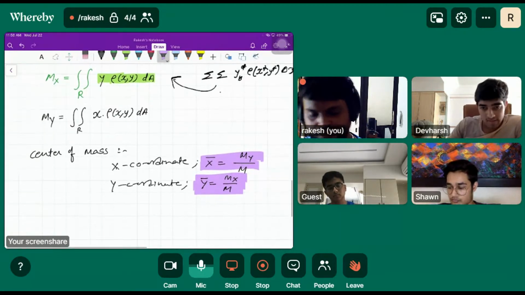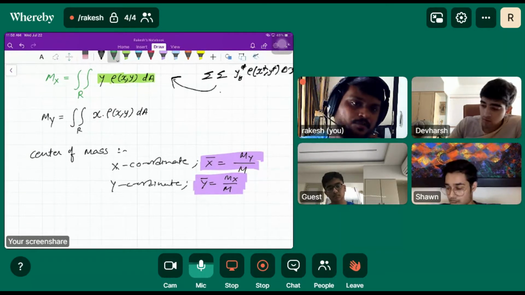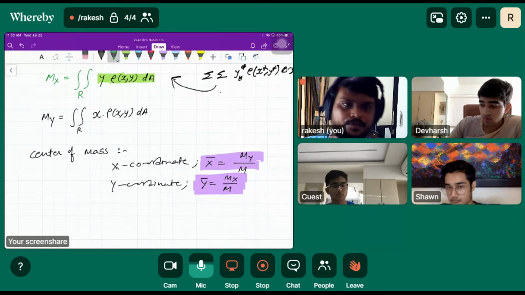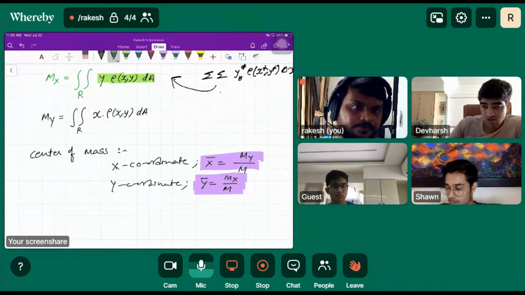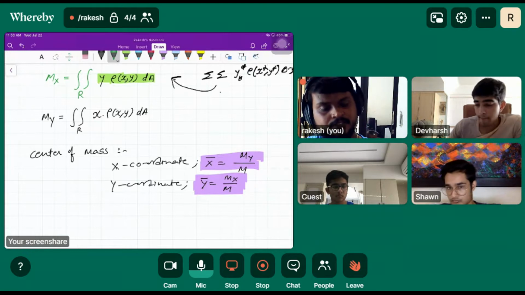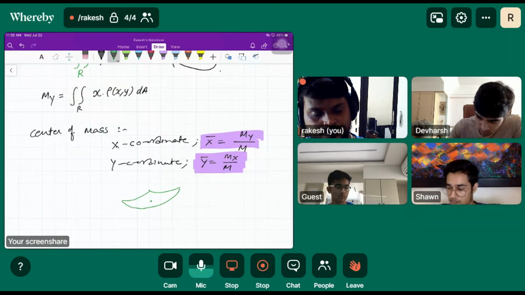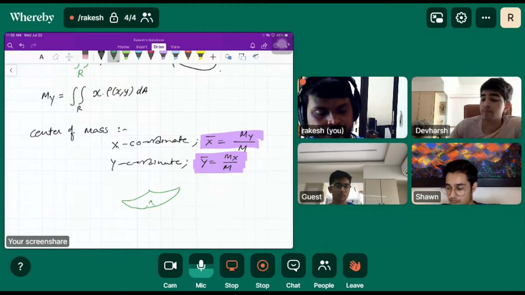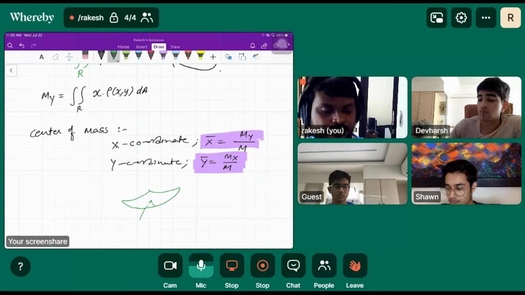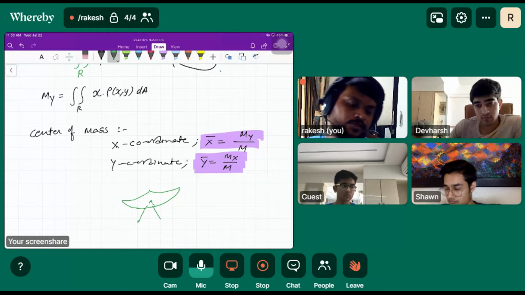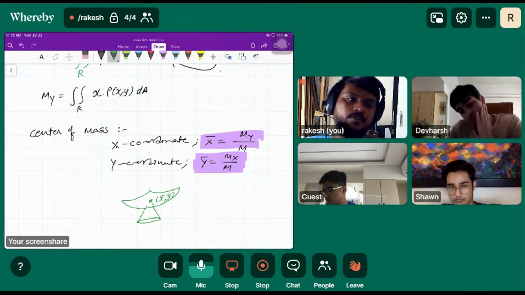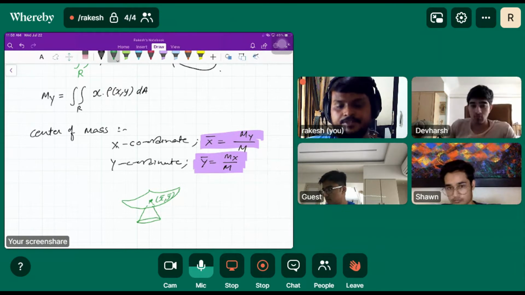I hope it's clear to you. The theory of this was discussed long before, but now I'm making it in terms of double integration. The center of mass is supposed to be the point where the overall mass of the object is concentrated. So suppose this is the center of mass, x bar comma y bar. Fine.